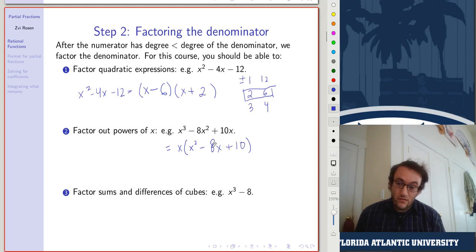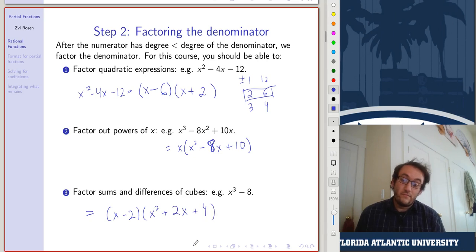And as for number 3, we also should be able to factor sums and differences of cubes. So for instance, if I have x cubed minus 8, I need to be able to factor that as x minus 2 times x squared plus 2x plus 4. Okay? So that's factoring.